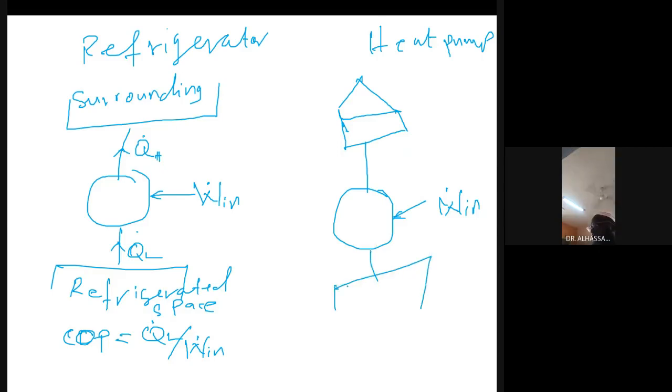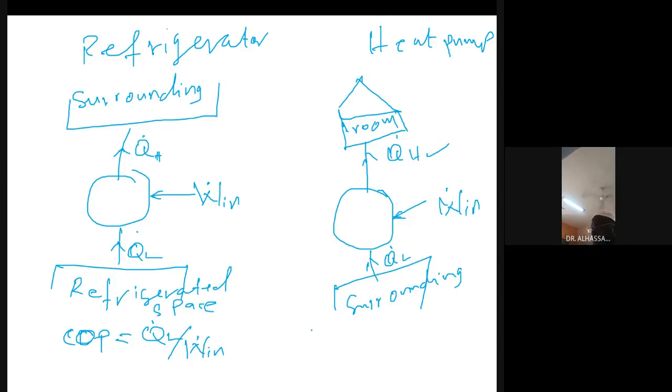Heat is taken from the surroundings, and the heat is rejected. The magnitude of the heat is QL, and this heat is rejected to the room where the heat is needed. So for a heat pump, the desired output is QH.